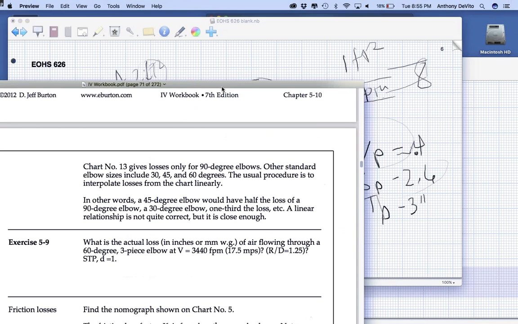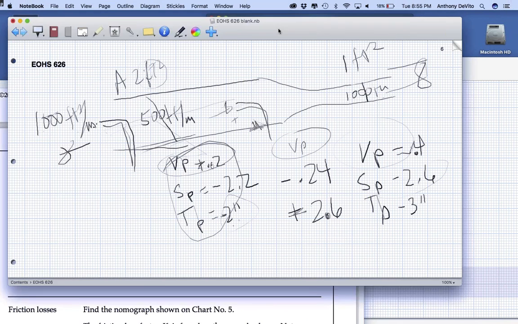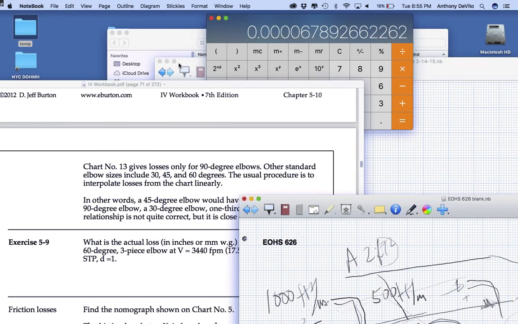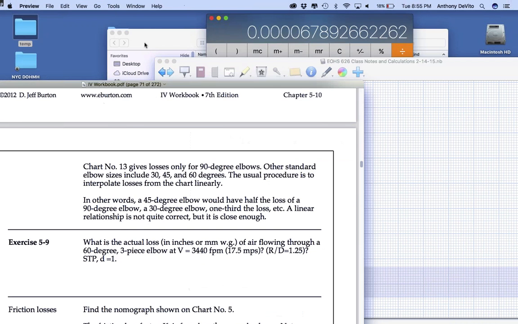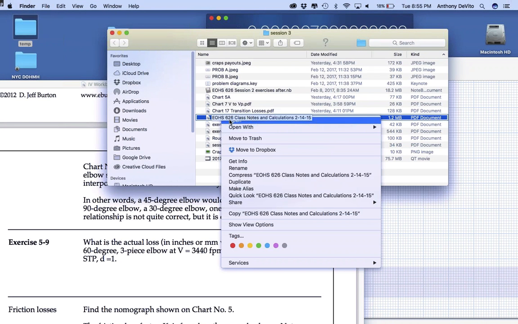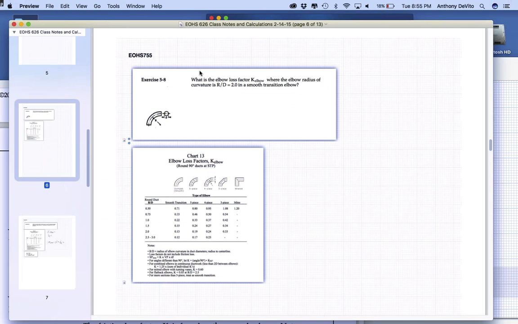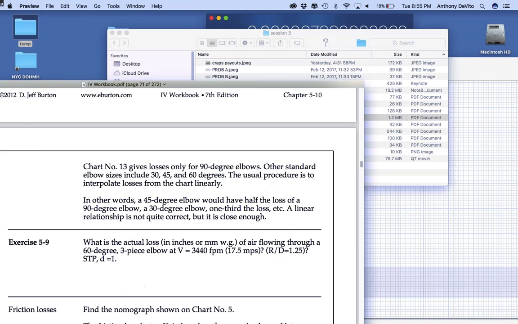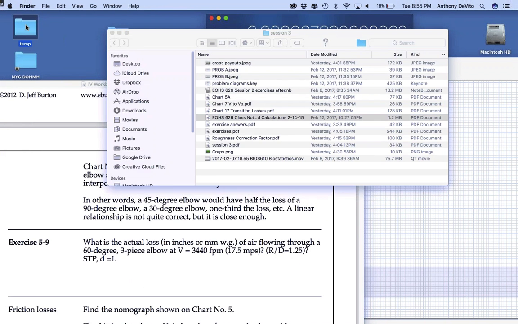Okay, if you got the book handy, you can open it. If not, I'll just try and put it up on here, if I can open another copy of the book. Let me see if it'll let me open it again. Nope, wrong one. I wanted.